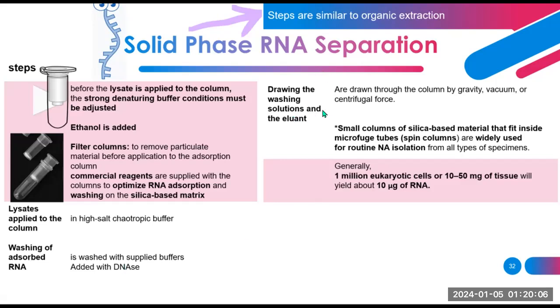And then the washing solutions and the eluent are drawn through the column by gravity, vacuum, or centrifugal force. So always remember that small columns of silica-based material that fit inside microfuge tubes or spin columns are widely used for routine nucleic acid isolation. Generally, guys, 1 million eukaryotic cells or 10 to 50 mg of tissue will yield about 10 micrograms of RNA.